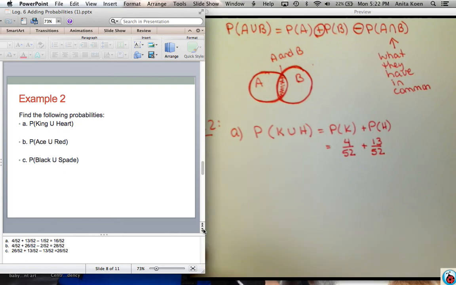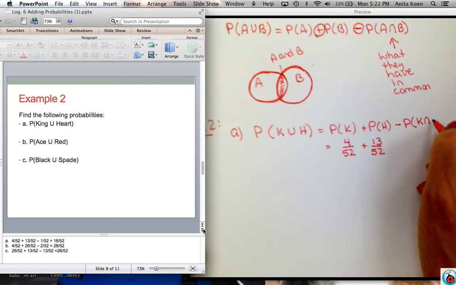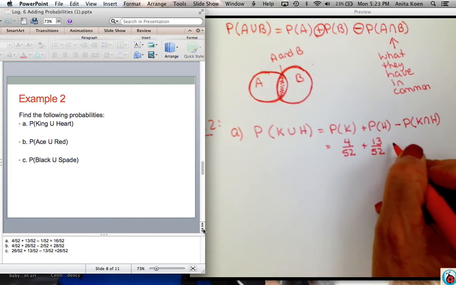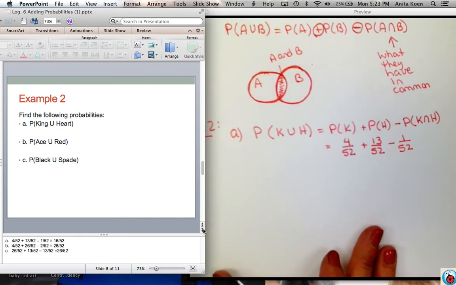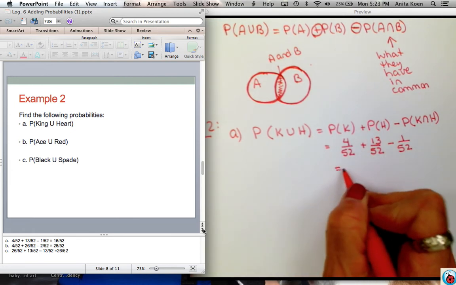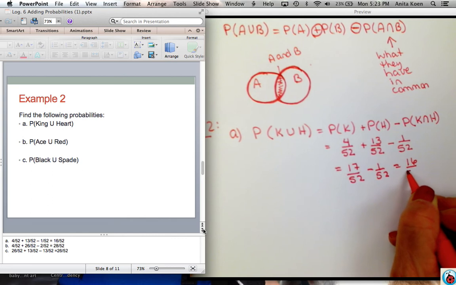Now, we have to subtract from this the probability that the card might have been a king and a heart. The probability that the card is a king and a heart. Okay, the probability that it's a king and a heart would be 1 out of 52. So 4 out of 52 plus 13 out of 52 minus 1 out of 52. So when we add those together, we're going to get 17 out of 52 minus 1 out of 52, which gives me 16 out of 52.